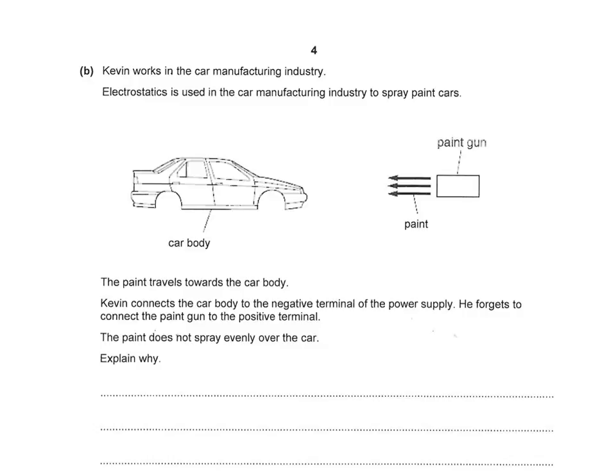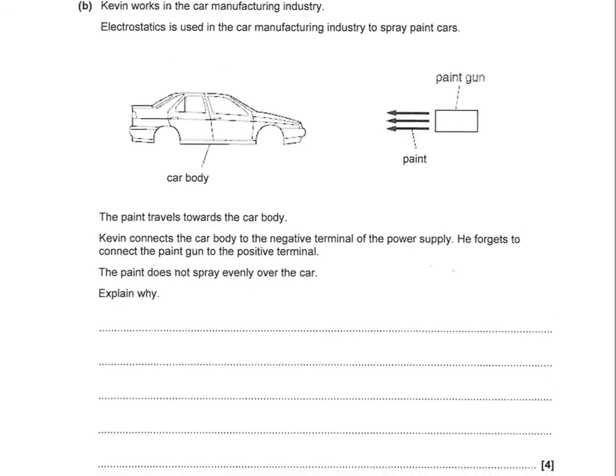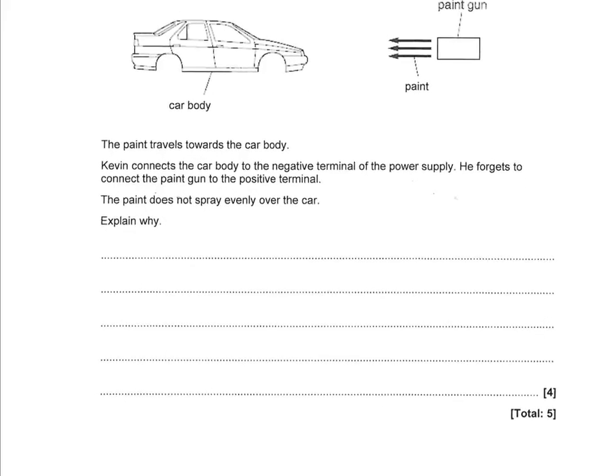Kevin works in the car manufacturing industry. Electrostatics is used in the car manufacturing industry to spray paint cars. The paint travels towards the car body. Kevin connects the car body to the negative terminal of the power supply. He forgets to connect the paint gun to the positive terminal. The paint does not spray evenly over the car. Explain why. So 4 marks here for this question.